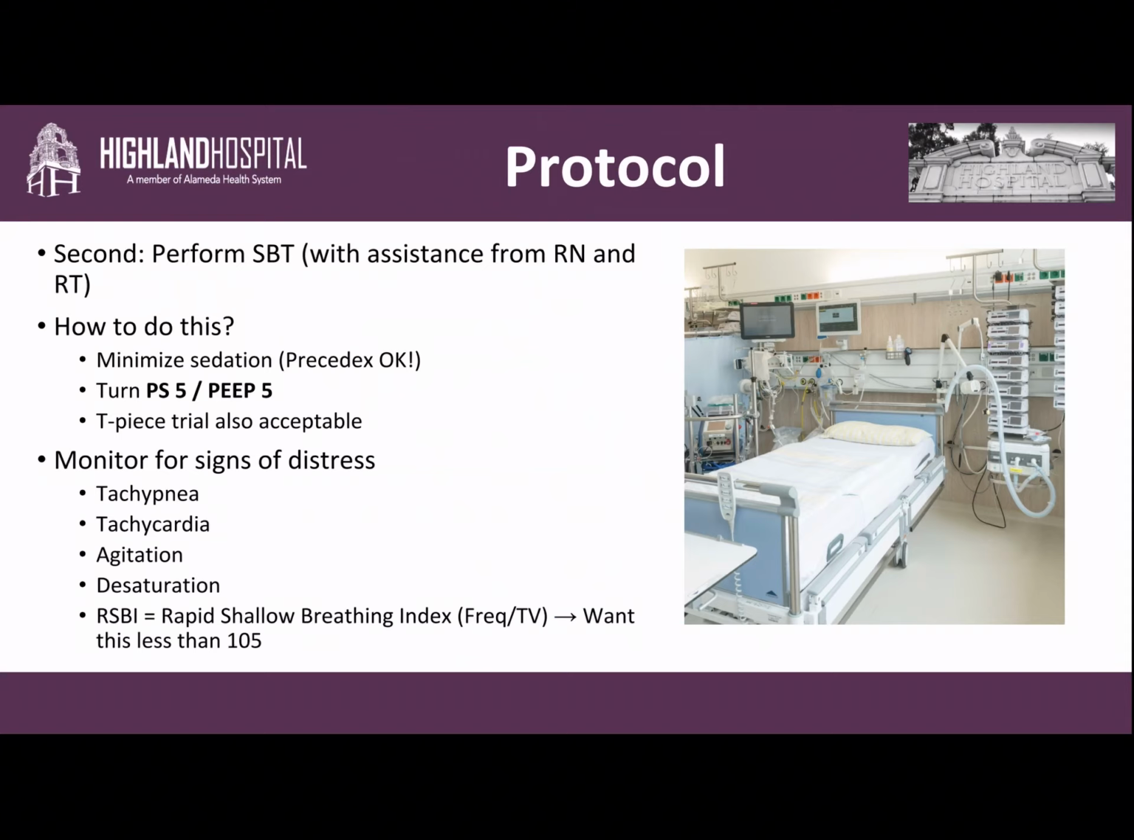The pressure support of 5 helps you overcome the resistance of the endotracheal tube, and again allows for an approximation of regular breathing. A T-piece trial in certain instances is also acceptable.